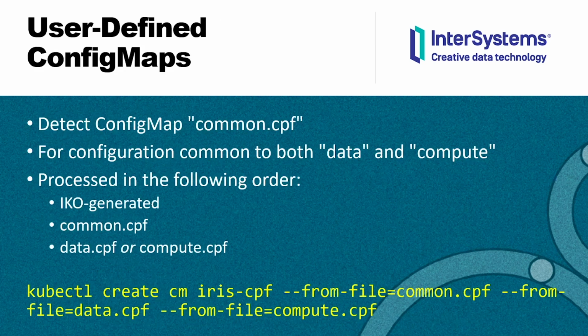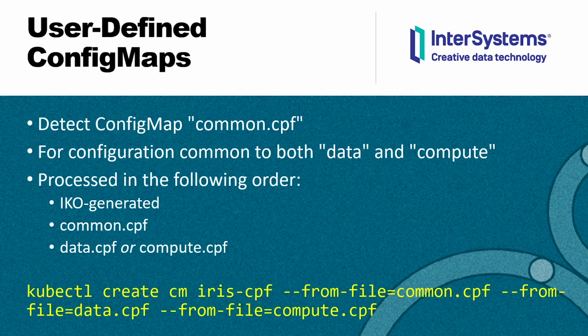IKO is already capable of detecting a couple of reserved config maps, data.cpf and compute.cpf. We've now added a third one, common.cpf. These will be parameters and overrides that apply to all of the Iris nodes. For example, this might be where you put your password hash if you want your data and compute nodes to have the same password.